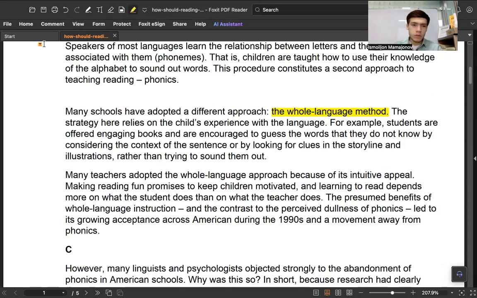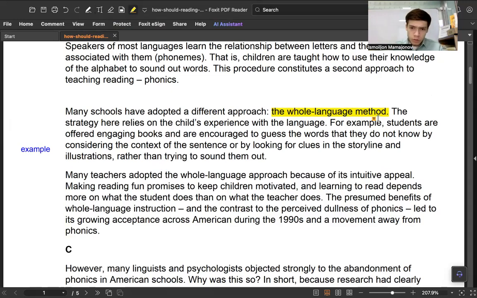For example, so now we are reading an example sentence. As I mentioned in our previous videos, you have to know the function. And here we are reading an example. It's kind of important, I guess. Students are offered engaging books and are encouraged to guess the words that they do not know by considering the context of the sentence, by looking for clues in the storyline and illustrations rather than trying to sound them out.